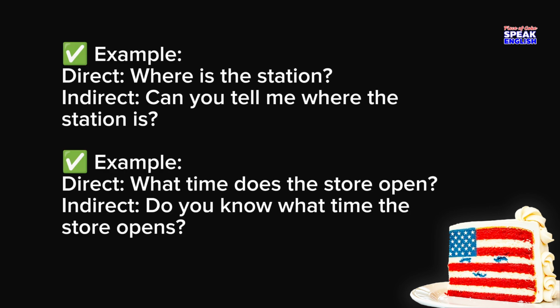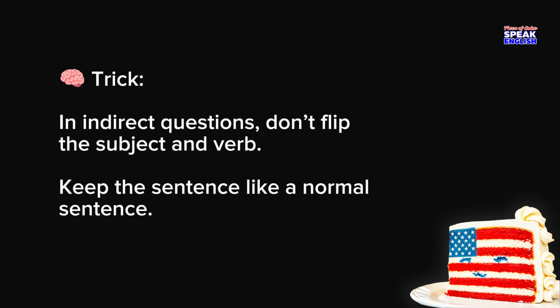Example: direct: Where is the station? Indirect: Can you tell me where the station is? Example: direct: What time does the store open? Indirect: Do you know what time the store opens? Trick: in indirect questions, don't flip the subject and verb. Keep the sentence like a normal sentence.